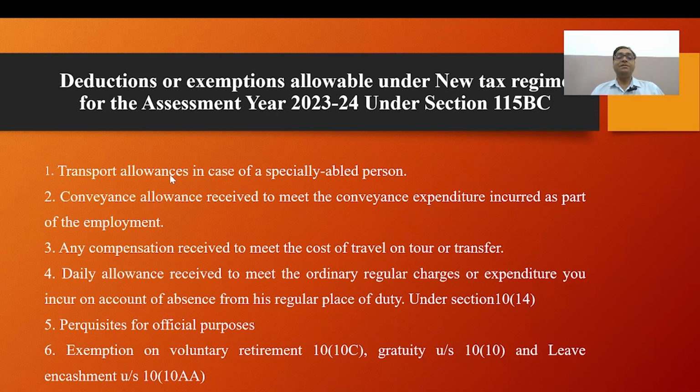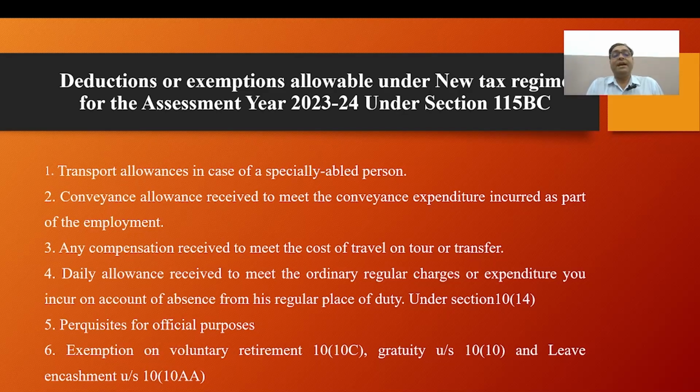Transport allowance is for especially abled persons. This is allowable only for disabled persons. Suppose a person is doing a job and is physically handicapped, and he or she cannot go to the workplace individually and another person helps. Then the allowance will be available.